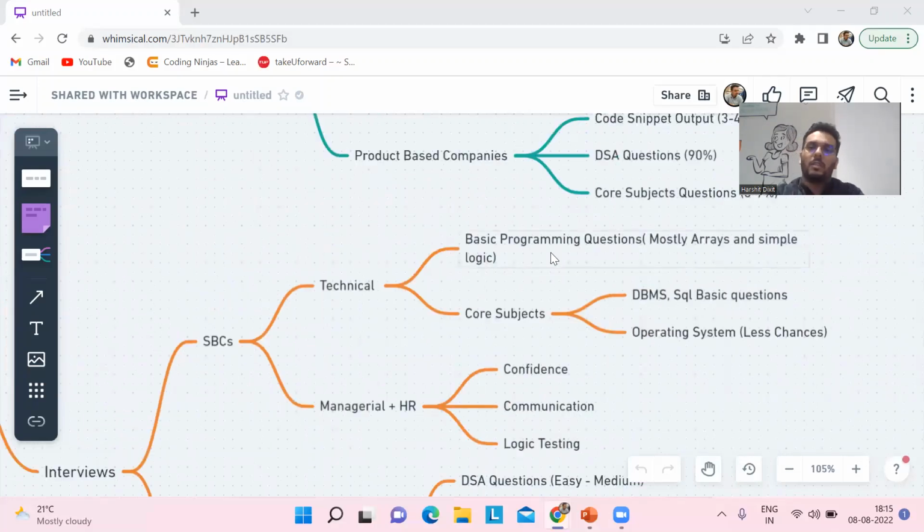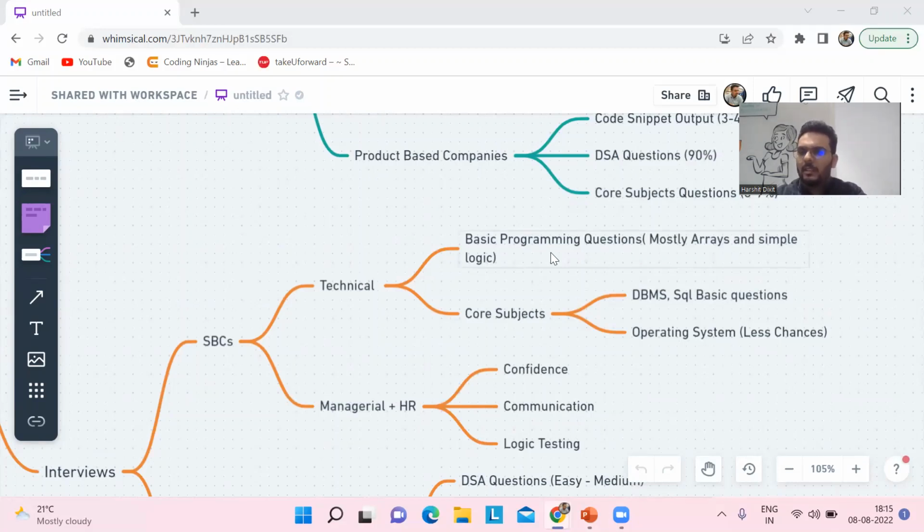I have given almost all the service-based company interviews, and I was always asked very basic, very easy kinds of questions. For example, I was asked to write a factorial program in my Cognizant interview. I was asked to write a program to check whether a string is a palindrome or not. That was in my Accenture interview. So basic questions will be asked only.